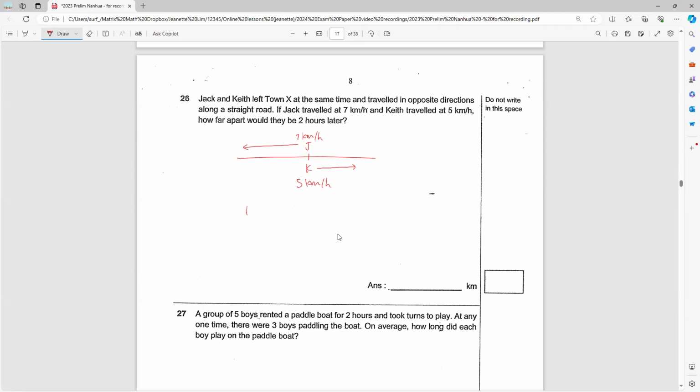So in 1 hour, one travels to the left, one travels to the right. So 7 km and 5 km, so 12 km. Then in 2 hours, 2 times 12. They would be 24 km apart.